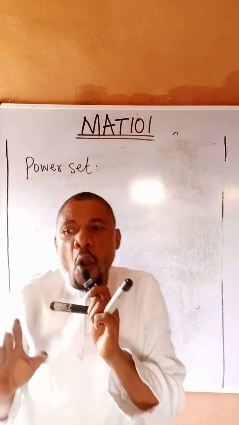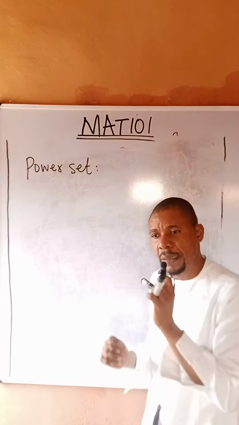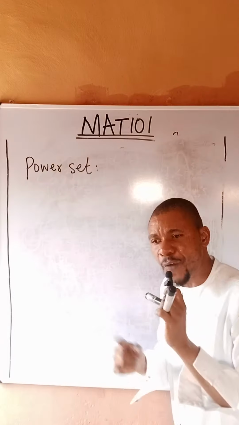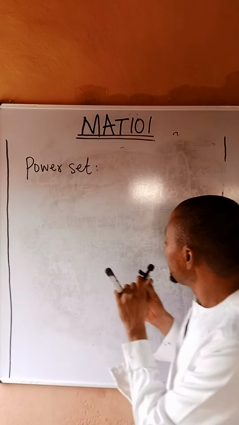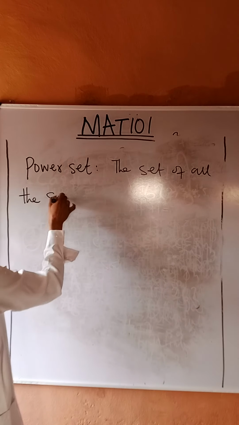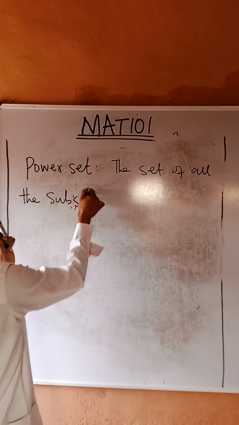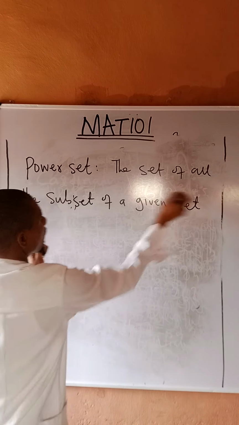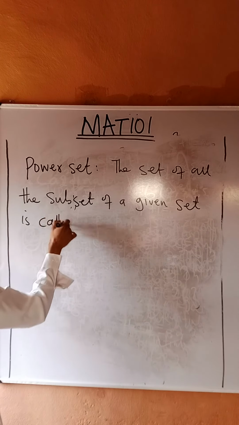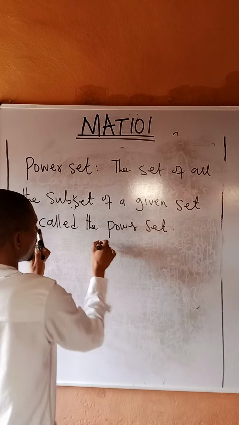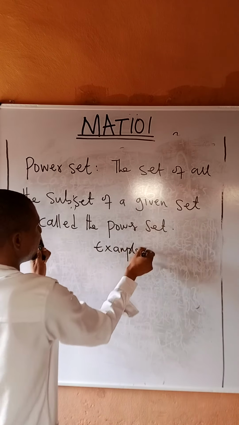A power set, the set of all the subsets of a given set, is called a power set. I said the set of all the subsets of a given set is called the power set. Okay? Now, example here.